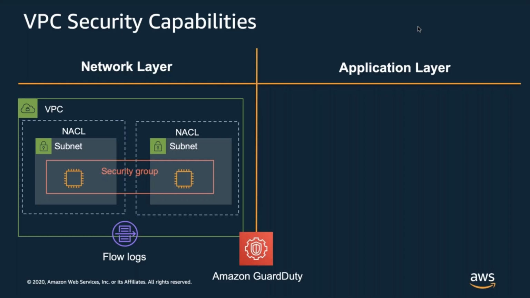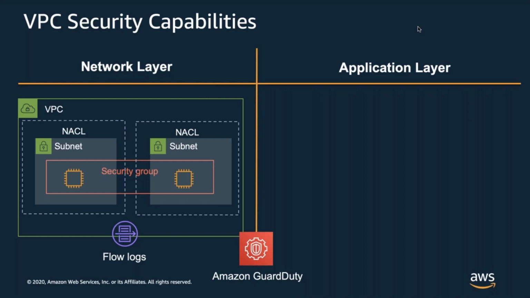There's another service that kind of spans a little bit of the networking layer and a little bit of our application layer, and that's Amazon GuardDuty. That's our threat detection service that you can enable inside a VPC to start doing some anomaly detection and analysis on what's actually happening in the VPC and get alerted if there's any unusual behavior.